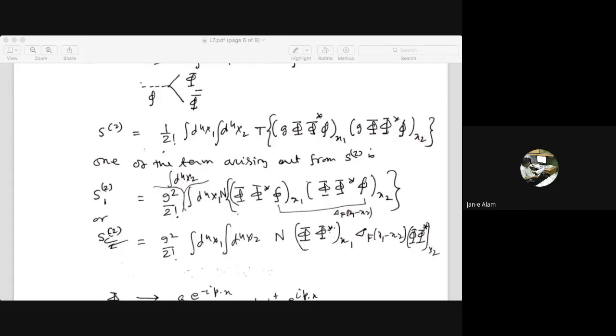When we discuss the photon, the massless particle, the denominator will not be p square minus m square plus i epsilon. It will be p square plus i epsilon. Okay, sir. Thank you.